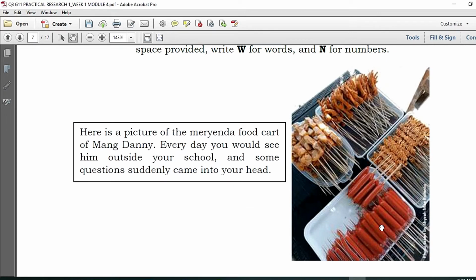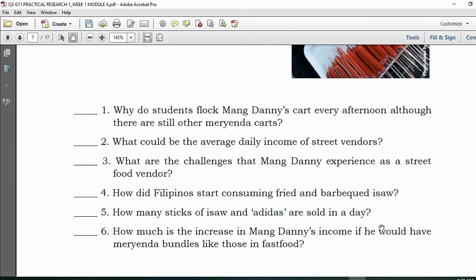Okay, here is a picture of the merienda food cart of Mang Dani. Every day you would see him outside your school and some questions suddenly come into your head. Okay, number 1. Why do students flock to Mang Dani's cart every afternoon although there are still other merienda carts? So is it W or N, words or numbers? Okay, it is W.